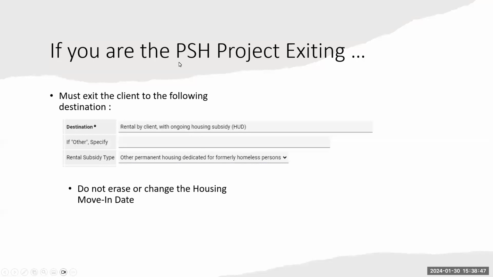If you are the permanent supportive housing project exiting the client once the transfer has been approved and the client is moving into a new housing situation, into a new project, the exit information you must answer when the person is leaving your project is: the destination must be rental by client with ongoing housing subsidy, and then the rental subsidy type must be other permanent housing dedicated for formerly homeless persons. You really want to make sure you do not erase or change the housing move-in date that was within your project entry. So keep that in there.